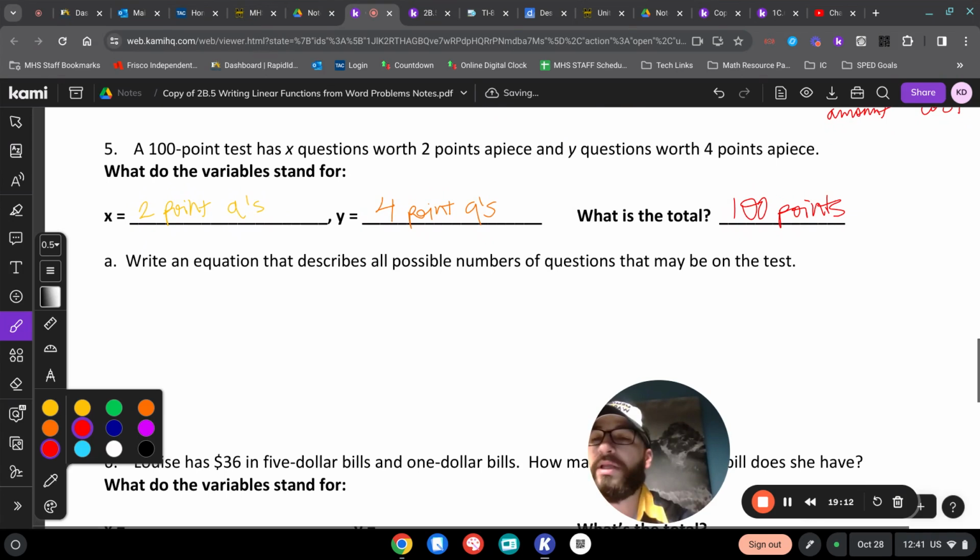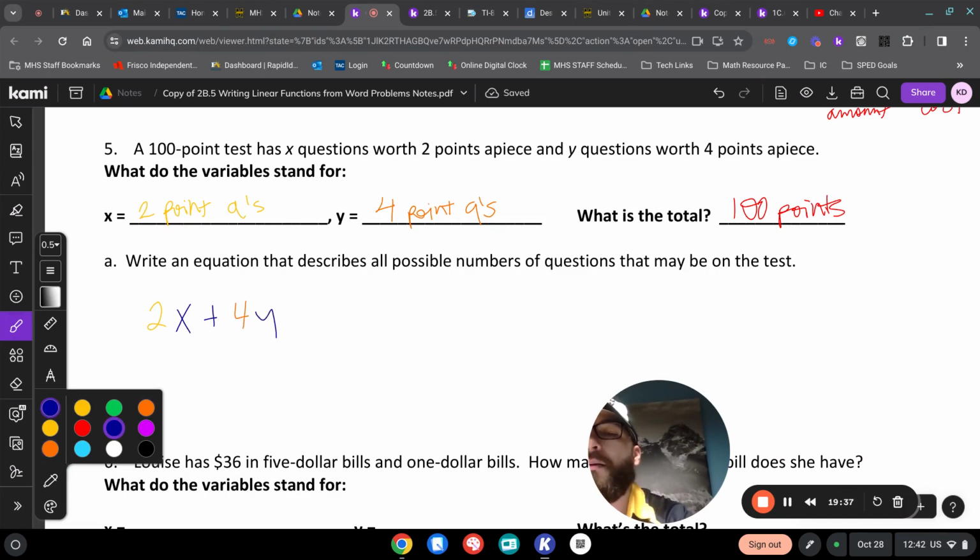Okay, so those are really important. We have an X amount, the 2-point questions, a Y amount, the 4-point questions, and then we have a total. So this tells us we're working in standard form. All I'm going to do is put the amount for the X variable in front of X, so 2X. And then the amount for the Y variable in front of Y, so 4Y. And the amount for the total always goes on the other side of the equal sign. And that's it, y'all. It really doesn't get any more difficult than that.